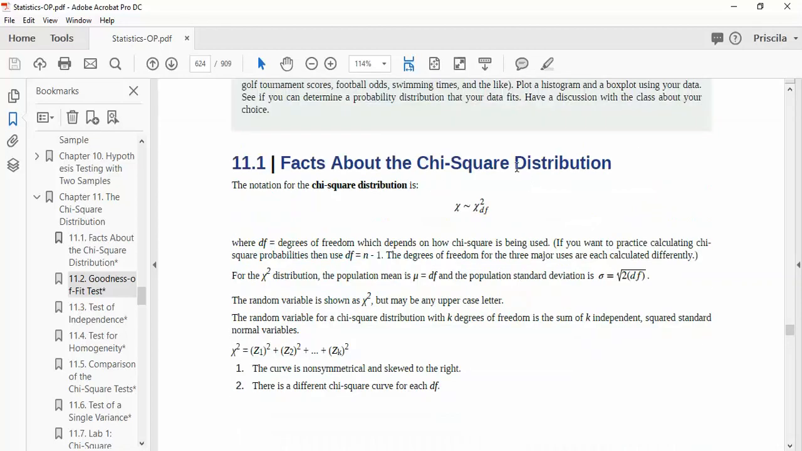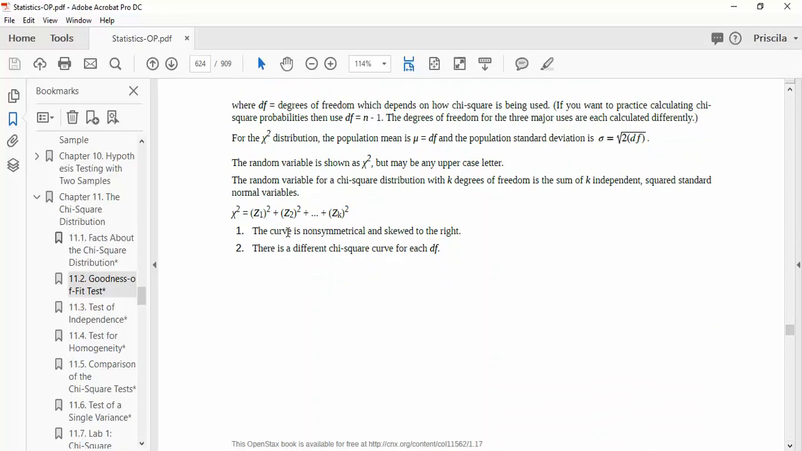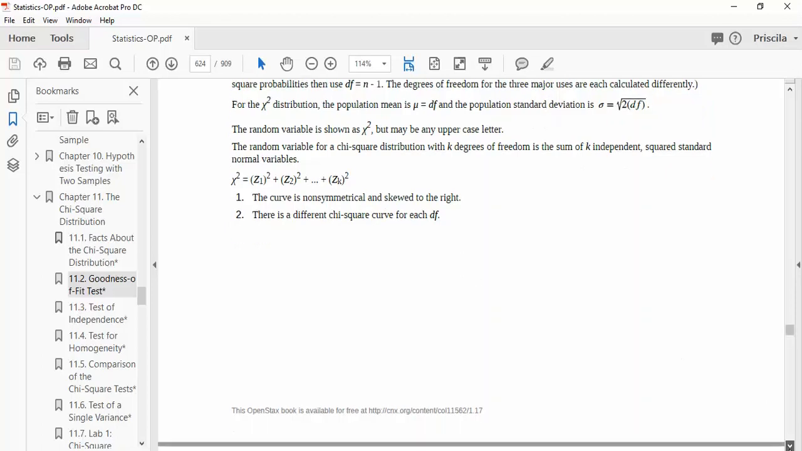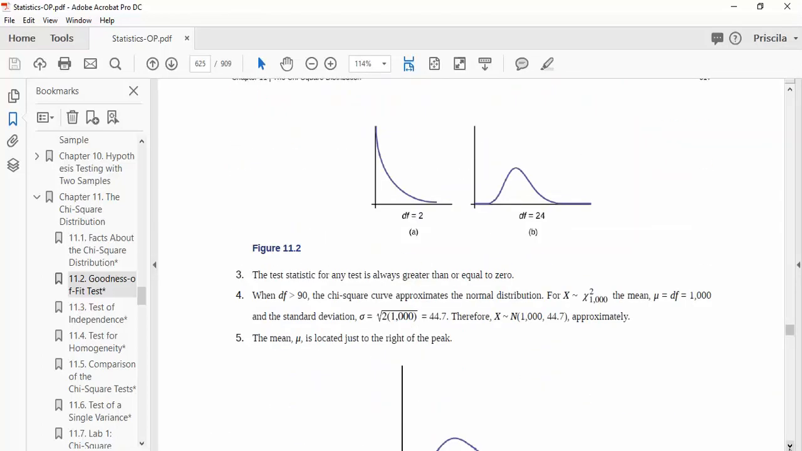Some facts about the chi-square distribution. The degrees of freedom is going to be very important. The degrees of freedom is going to be k minus 1, where k is really going to be your number of categories, and we're going to go over that. The curve is non-symmetrical and is skewed to the right. There is a different chi-square curve for each degrees of freedom, which means there is a table for the chi-square as well, where you are presented with the degrees of freedom and the percentage.